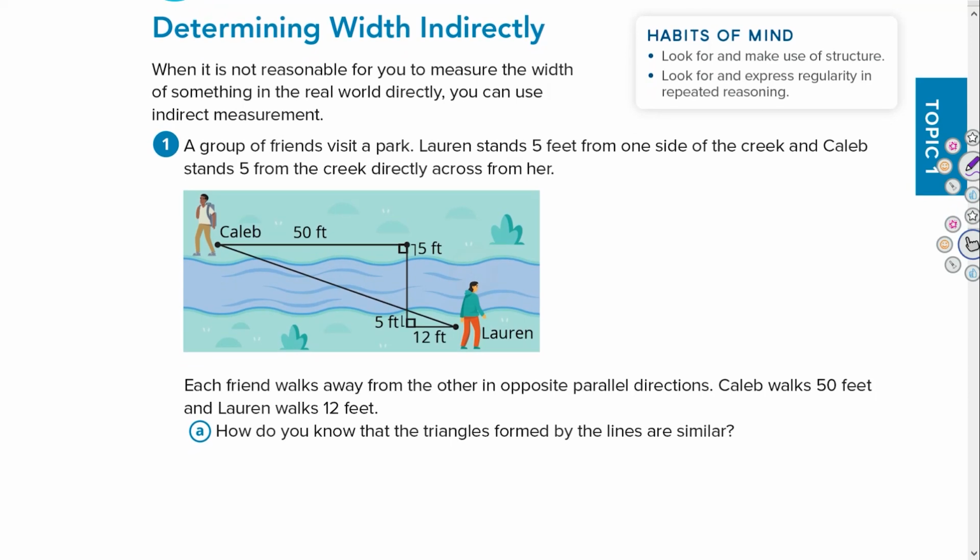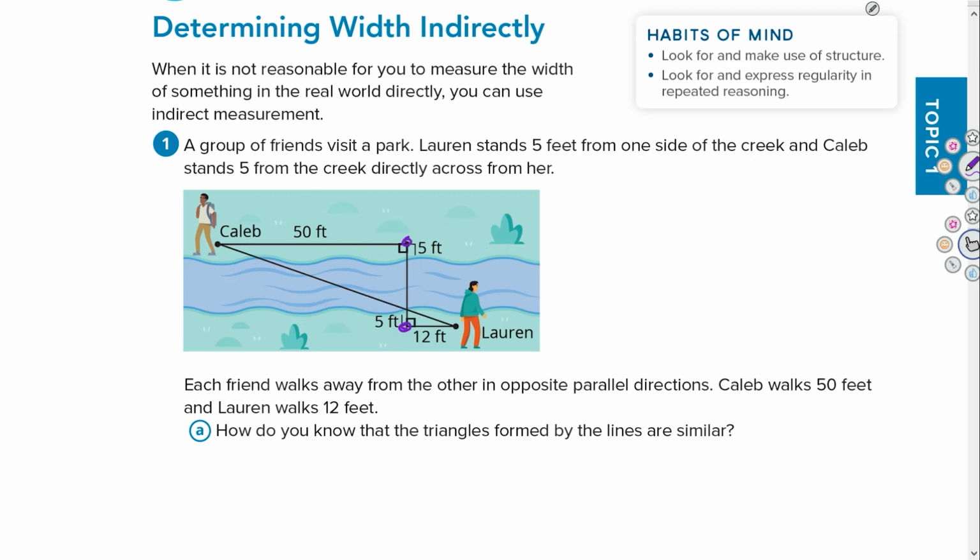When it's not reasonable for you to measure the width of something in the real world directly, you can use indirect measurement. So let's say a group of friends visit a park, and they want to figure out how wide the creek is. Again, just as normal as wanting to know the height of trees, I guess. Lauren stands 5 feet from one side of the creek, and Caleb stands 5 feet from the other side of the creek, directly across. So here's Lauren's starting point and Caleb's starting point, and they're both 5 feet from the water of the creek.